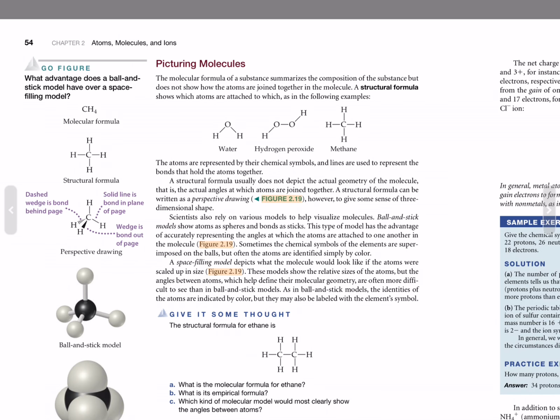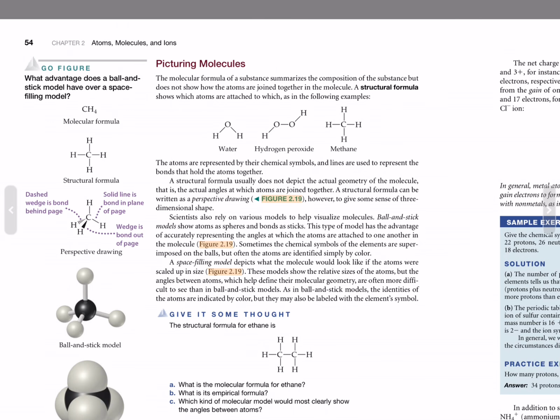Picturing molecules. The molecular formula of a substance summarizes the composition of the substance, but does not show how the atoms are joined together in a molecule. A structural formula shows which atoms are attached to which, as in the following examples: water, hydrogen peroxide, and methane.